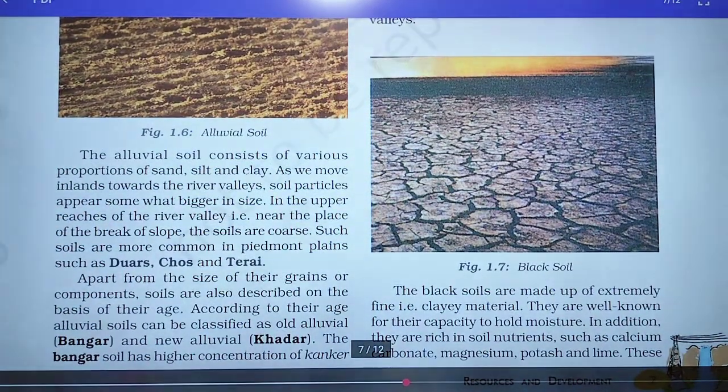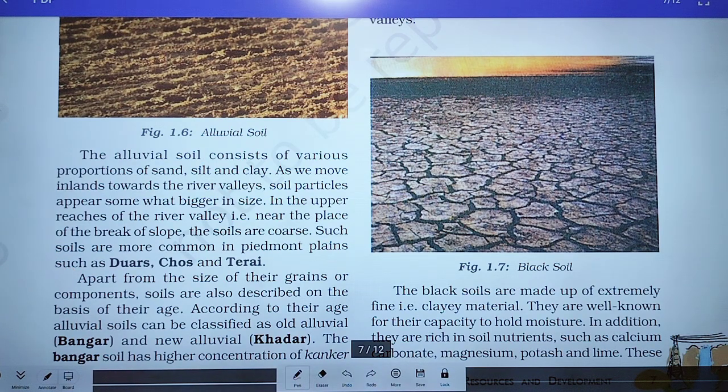The alluvial soil consists of various proportions of sand, silt and clay. As we move inland towards the river valley, soil particles appear somewhat bigger in size.